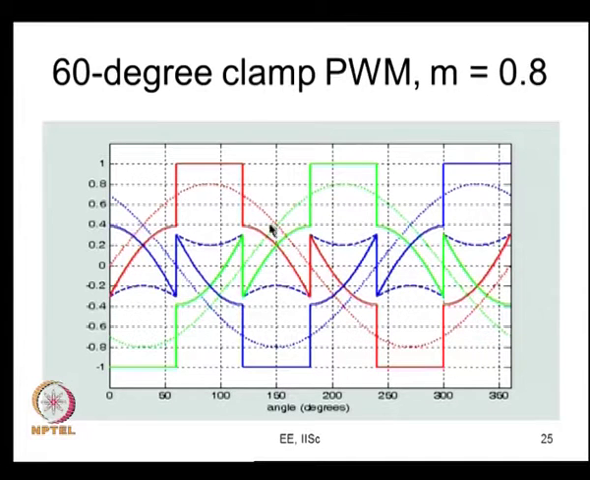Here it is also for the same modulation index of 0.8. So, the sinusoidal signal is the same as the sine triangle PWM we saw before, but then you are adding this kind of a common mode signal, and therefore, your resultant modulating signal becomes like this.